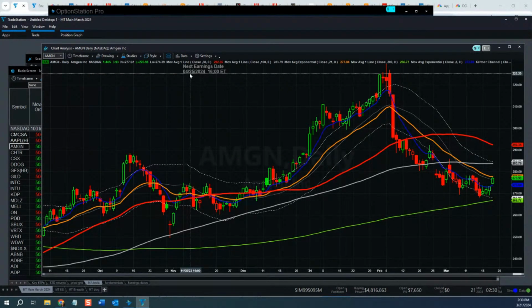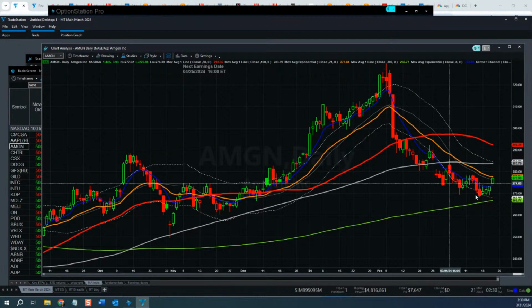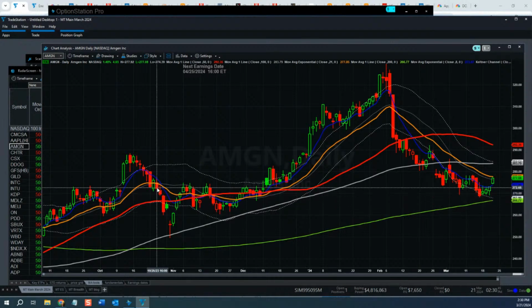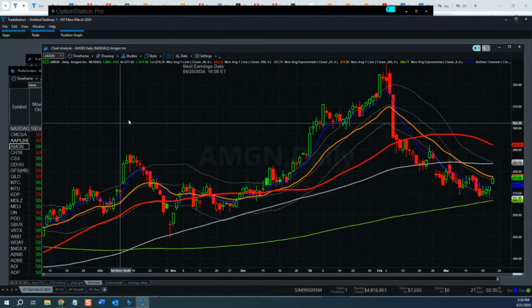And I think right now with earnings on April 25th, it still has time to chop, retest. Let's see if it makes a higher low around 270. It might go down and touch that 200-day moving average. I'm not really sure what to make of it right here, but this is one that has worked in the past. But anyway, these are just some of the things.